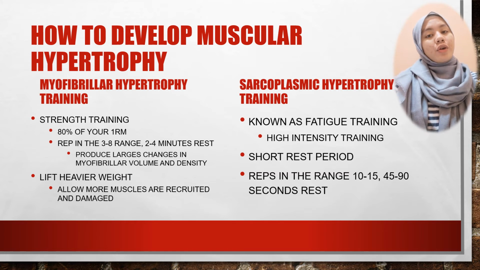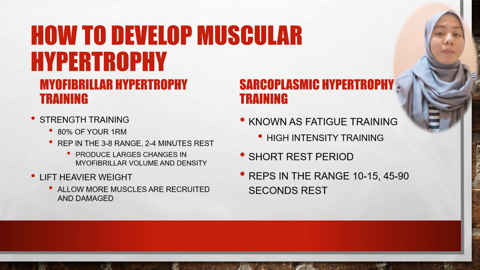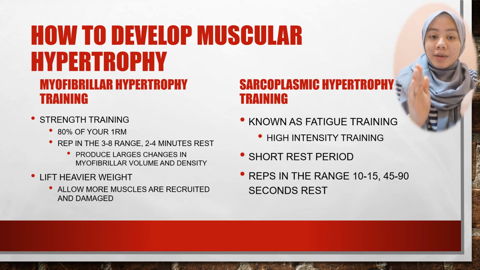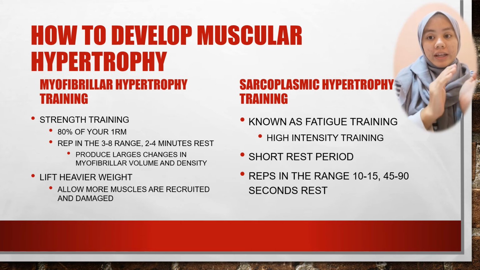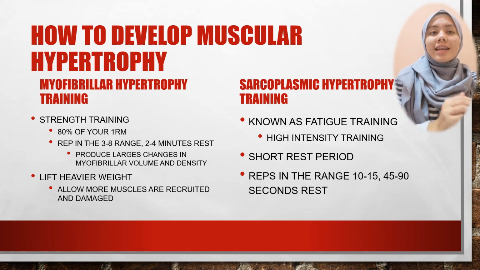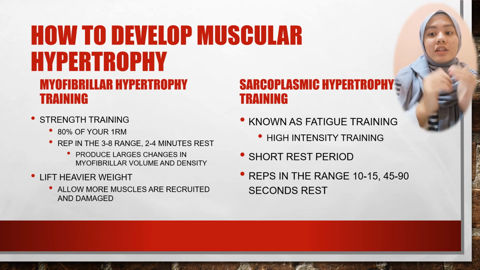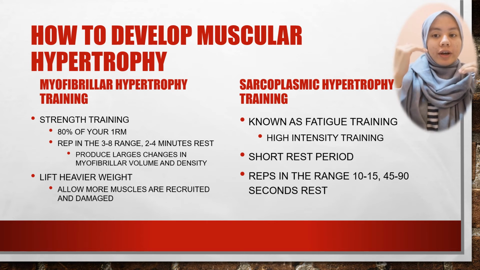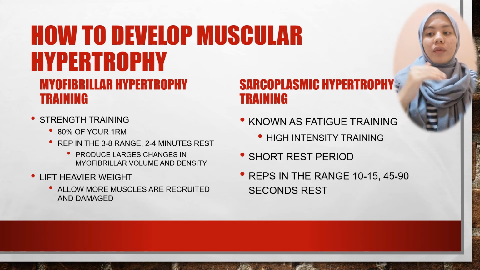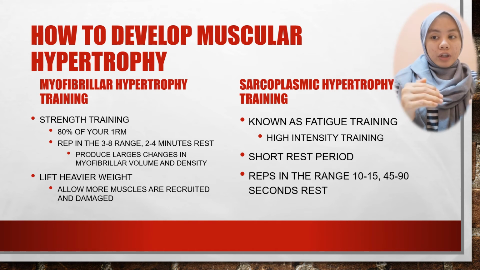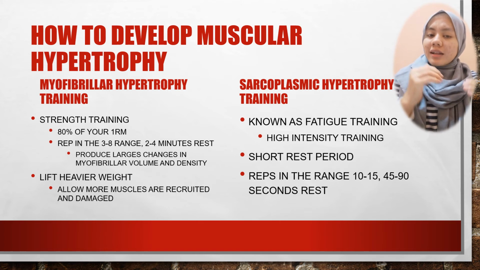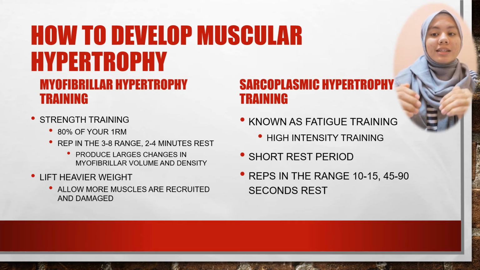Next is about sarcoplasmic hypertrophy. Sarcoplasmic hypertrophy can be known as fatigue training because it involves high intensity training with short rest periods. For example, in high intensity training, the repetition is in the range of 10 to 15 repetitions and the resting time is 45 seconds to 90 seconds rest.